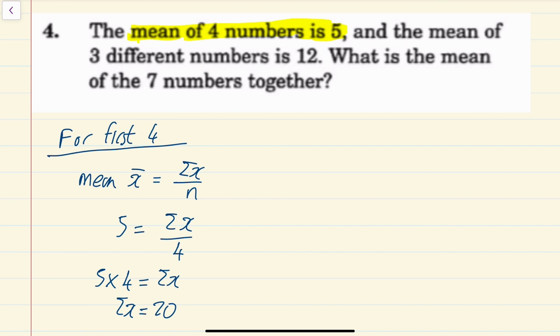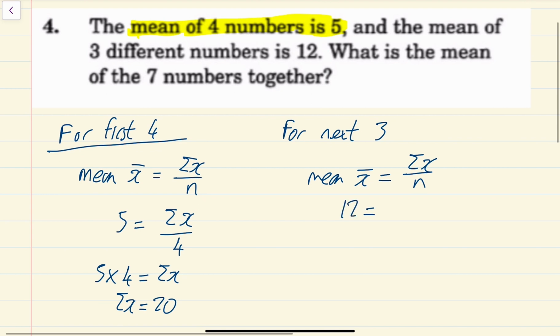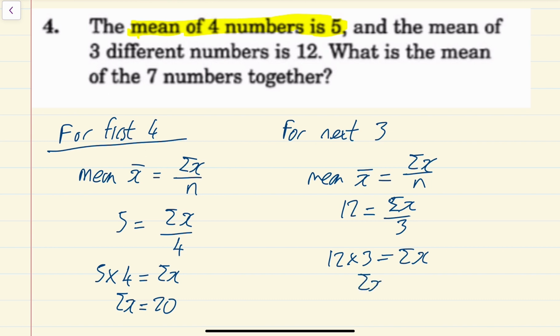For the next 3 numbers, their mean, x bar again, is equal to sigma x over n. So for those next 3 different numbers, the mean is 12. So 12 is equal to sigma x over 3, which means 12 times 3 gives you sigma x, which means sigma x for them is going to be 36.